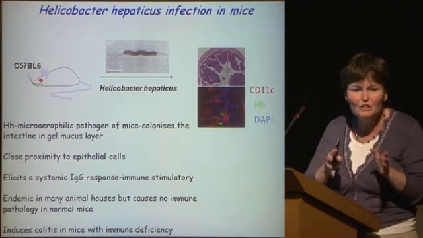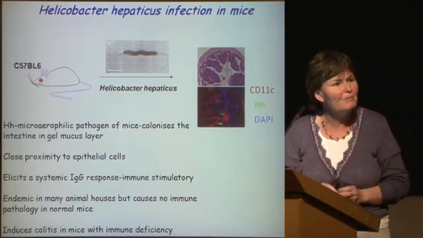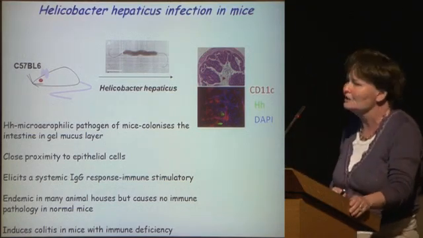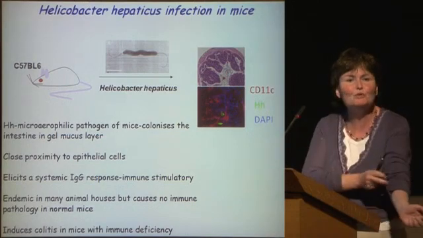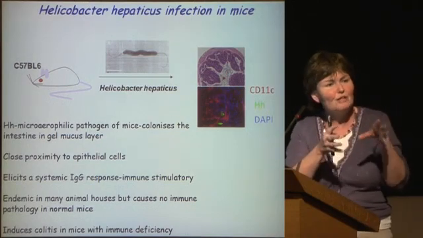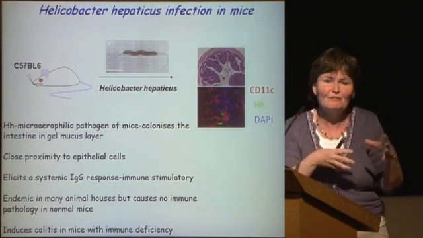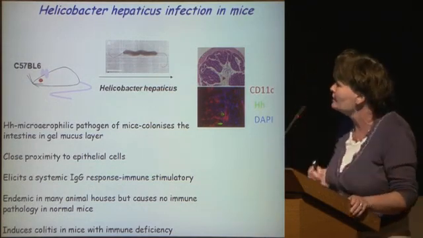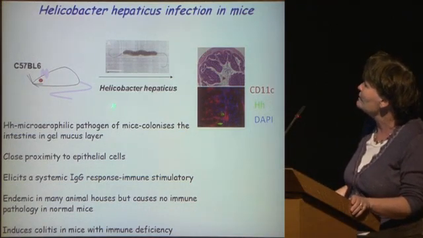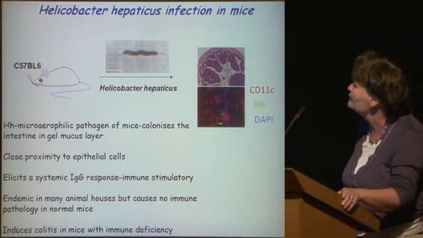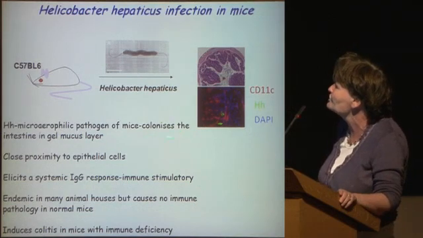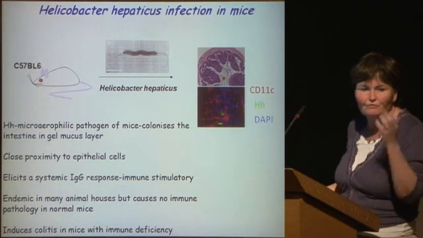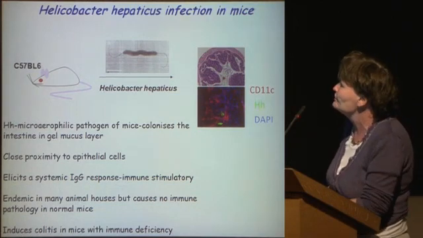So I just want to finish now by making a point here about Helicobacter hepaticus. I mentioned to you this is a model that we use to elicit colitis in immune-deficient mice. But I think this makes the point of how bacteria can have different functions depending on what setting the immune system is being exposed to them. So Helicobacter hepaticus is a microaerophilic pathogen of mice. It colonizes the intestine in the gel mucus layer. It actually lives in the crypts in very close proximity to epithelial cells.